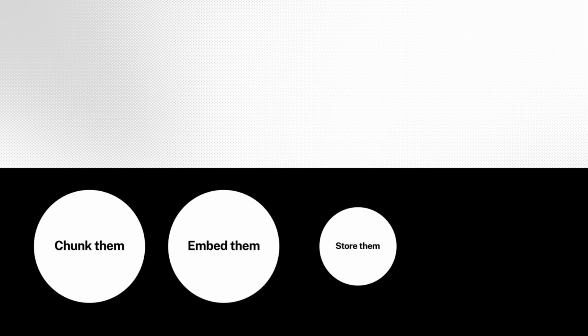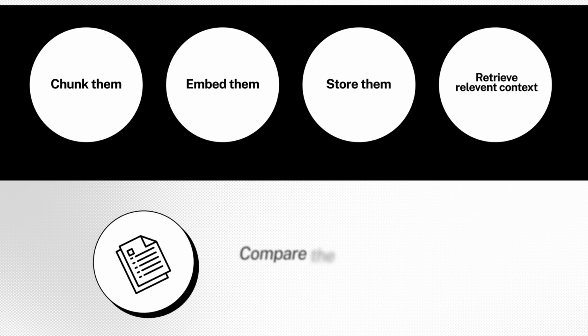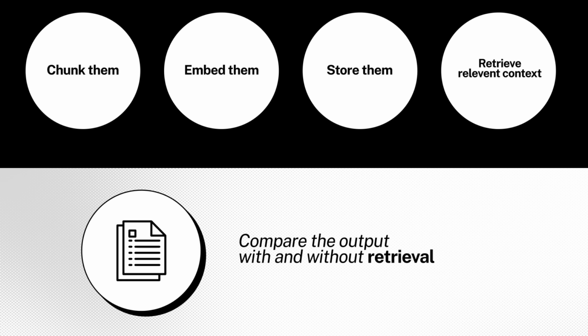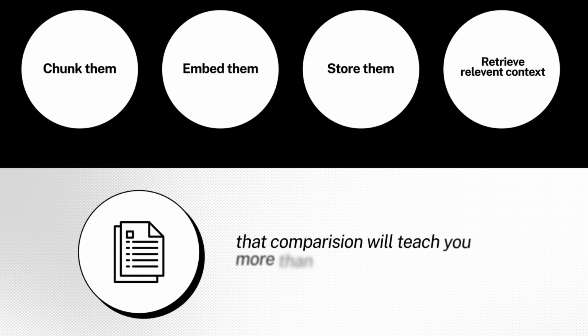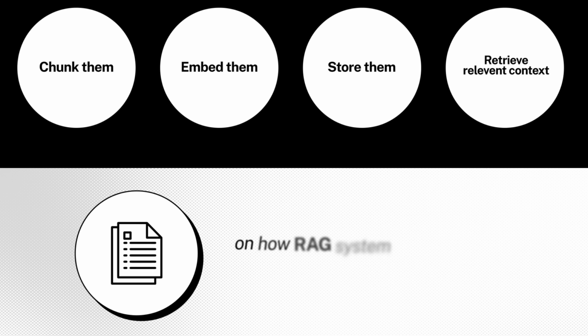Your project here is very simple. Take a set of documents, chunk them, embed them, store them, and retrieve relevant context. Compare the outputs with and without retrieval. That comparison will teach you more than any other tutorial on how RAG systems work.